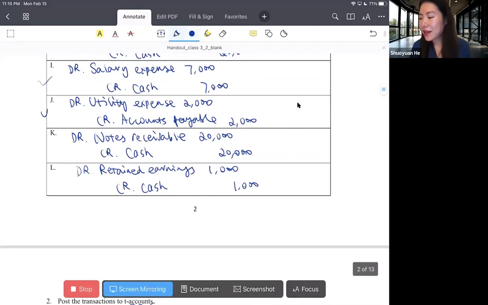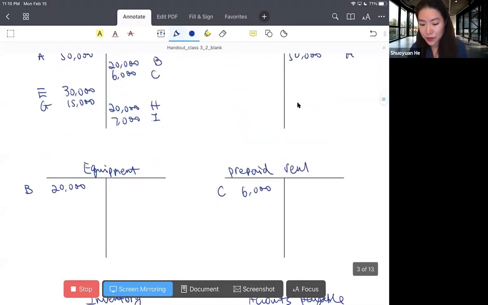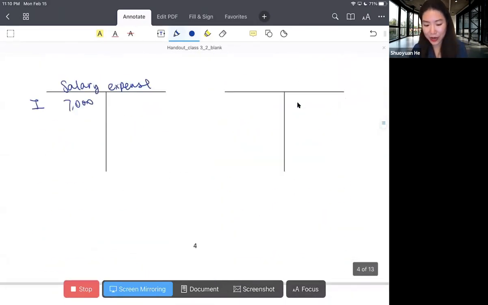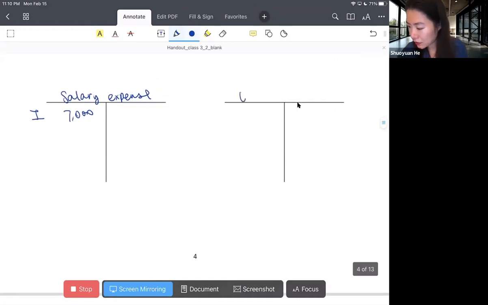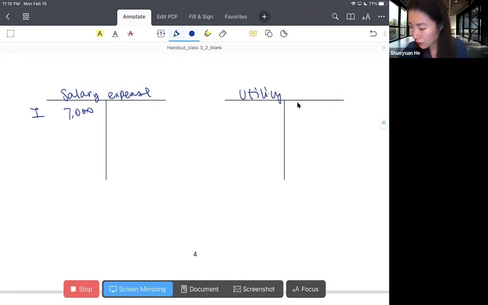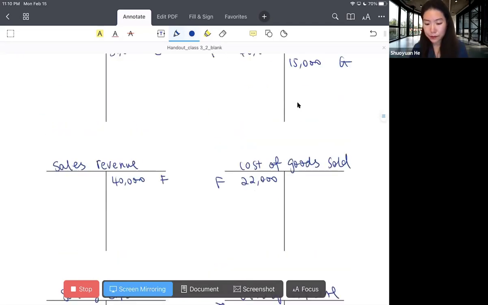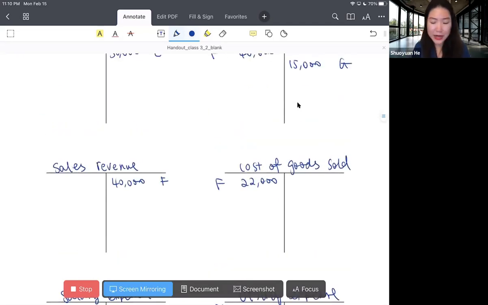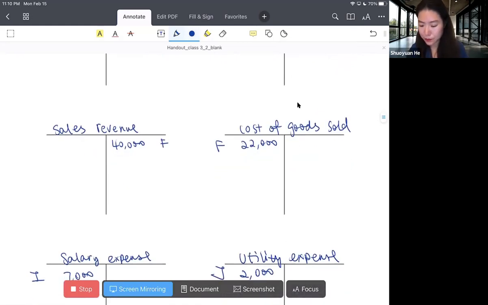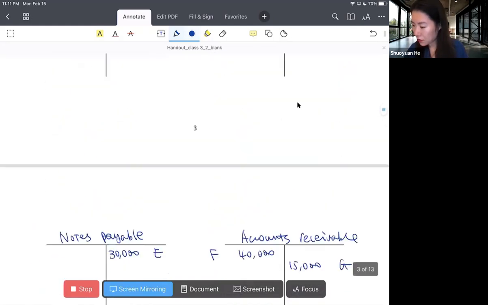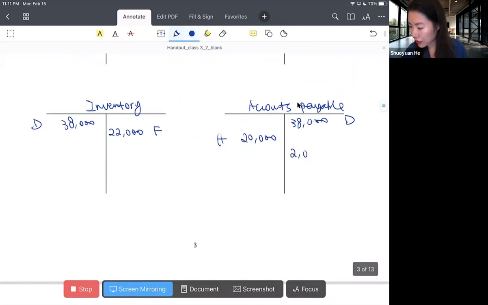Transaction J, debit utility expense 2,000, credit accounts payable for 2,000. So utility expense is a new account as well, for 2,000. And credit accounts payable for 2,000.